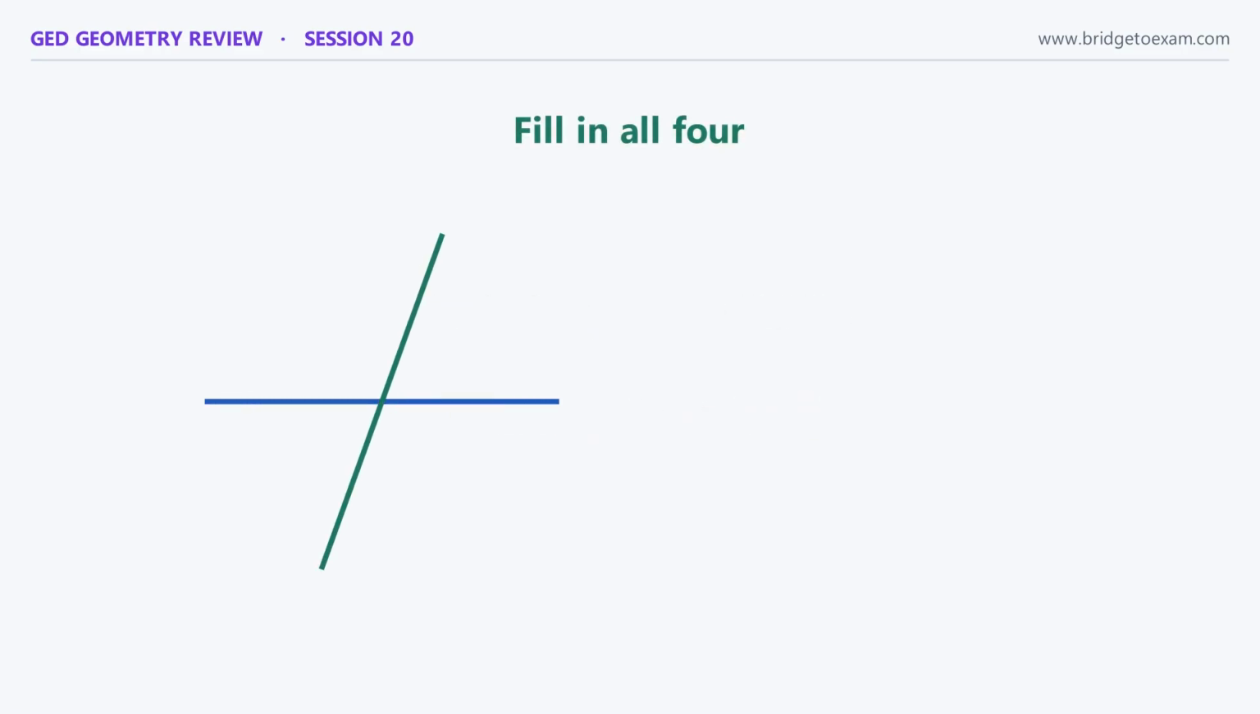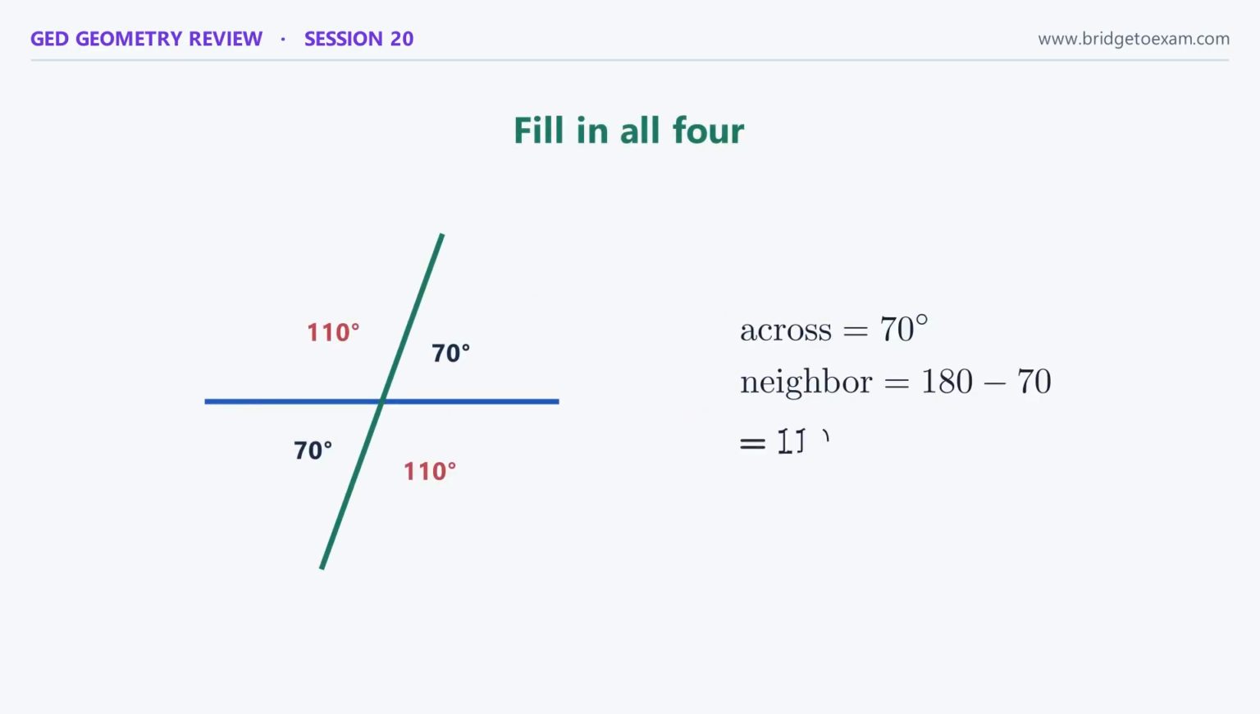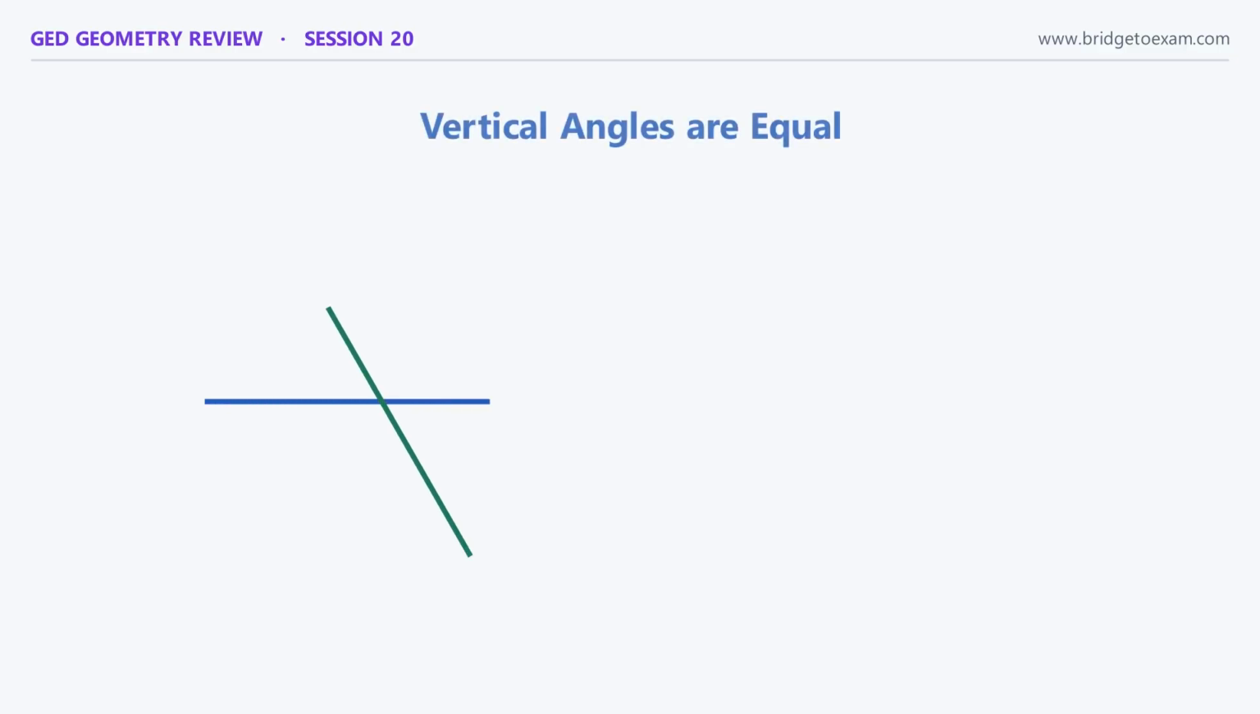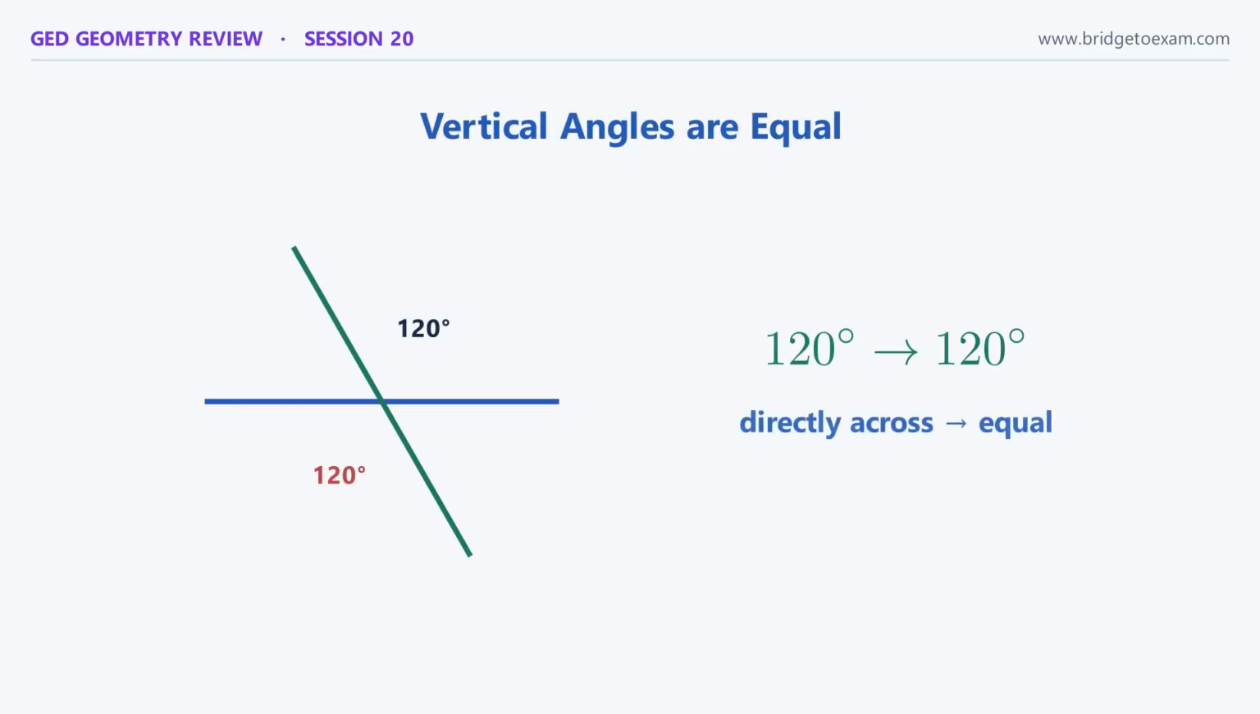Let's see it. Two lines cross, and one angle is 70 degrees. The angle directly across is also 70, because vertical angles are equal. Each neighboring angle is 180 minus 70, which is 110. So, the vertical angle rule alone answers many questions.